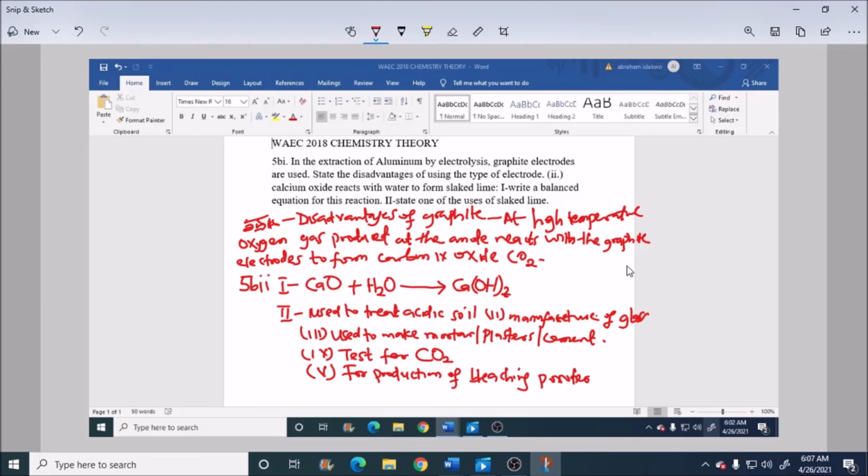We have number 1, used to treat acidic soil. It is used in the manufacture of glass, used to make mortar, plaster or cement. Then it is used to test for carbon 4 oxide, which is CO2. Then it is used for the production of bleaching powder. But we have to state only 1 use, so we can just pick one out of the listed uses of slaked lime. So we have just answered question 5b Roman figure 1 and 2, chemistry theory.